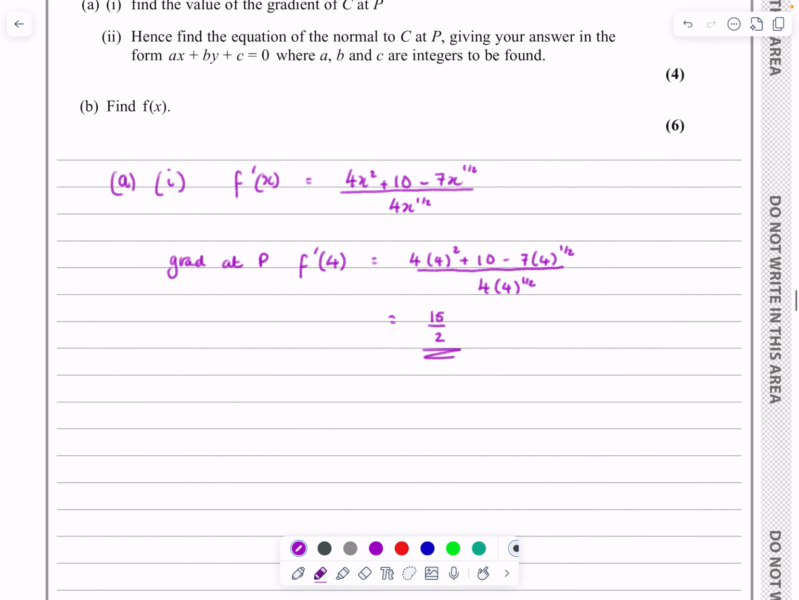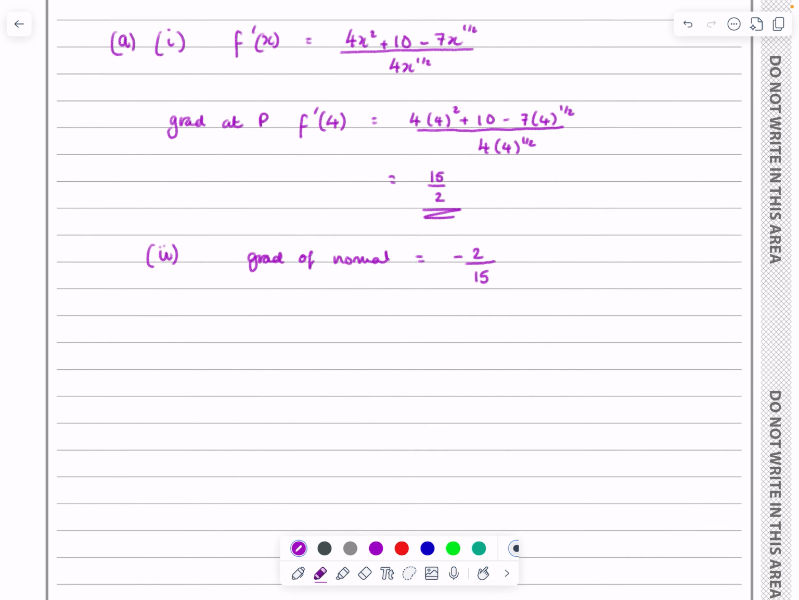A part 2 wants us to find the equation of the normal. So if I want the equation of the normal, this is the gradient of the tangent. The gradient of the normal then, remember normals are perpendicular to tangents, so the gradient of that one is minus 1 over this gradient. The quickest way of doing that is to just turn it upside down and make it negative. The gradient of the normal then is going to be minus 2 over 15, and so I've got all the information I need to work out the equation of the normal now.